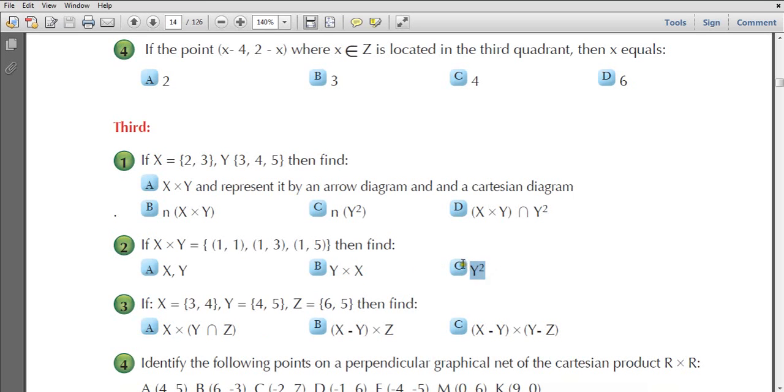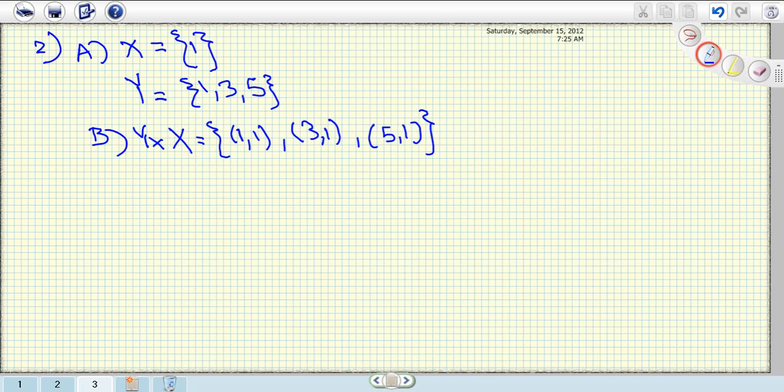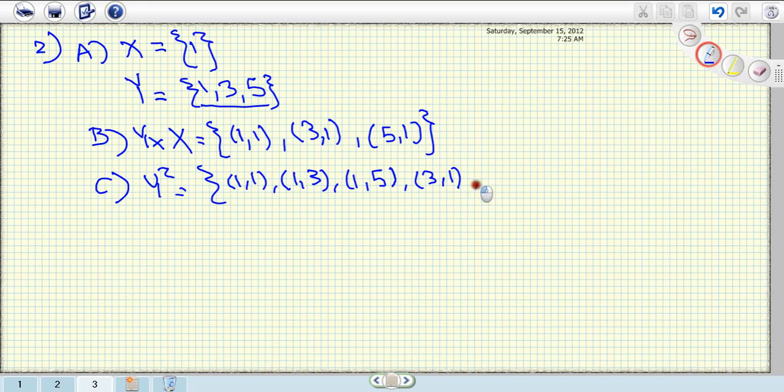Finally, y2, which is the Cartesian product of y and y. This is letter C, y2. How many ordered pairs are we going to write? Check the number of elements here. There are 3 elements, so we have 9 ordered pairs: 1 and 1, 1 and 3, 1 and 5, 3 and 1, 3 and 3, and 3 and 5. We have another ordered pairs, which are 5 and 1, 5 and 3, and 5 and 5.